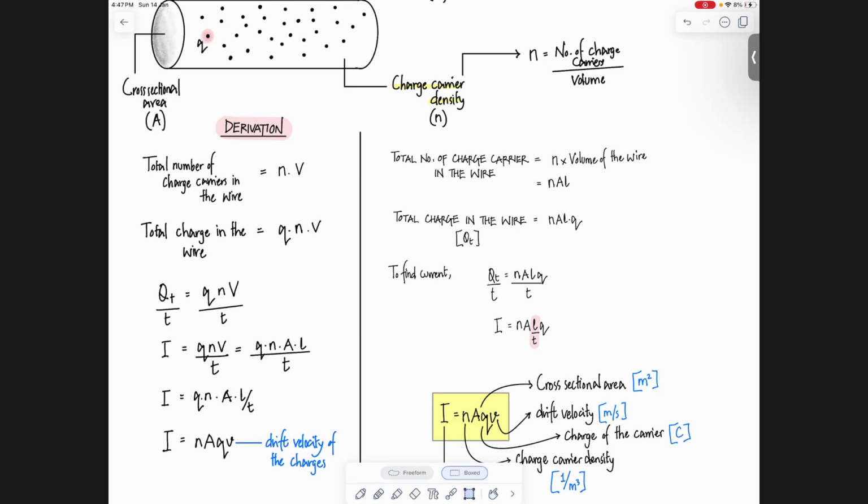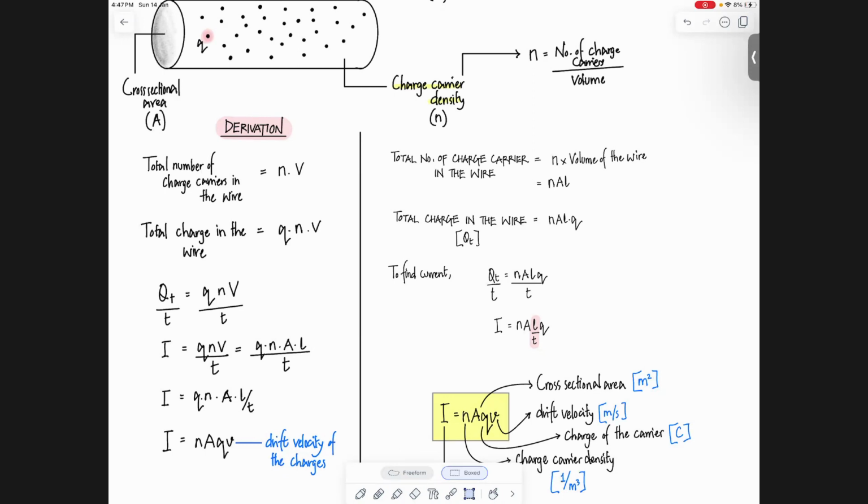How much is the charge of a charge carrier? The charge of a charge carrier is the charge of the electron, for example. So charge carriers in a wire are the electrons. So the charge is 1.6 times 10 to the power minus 19. Do you remember?